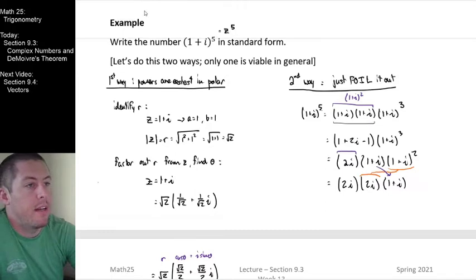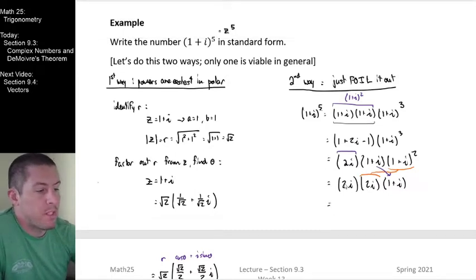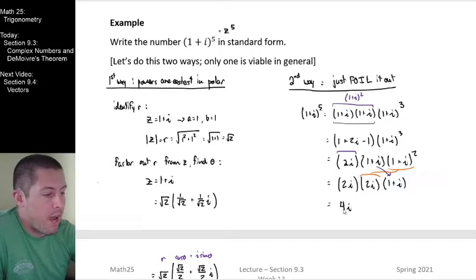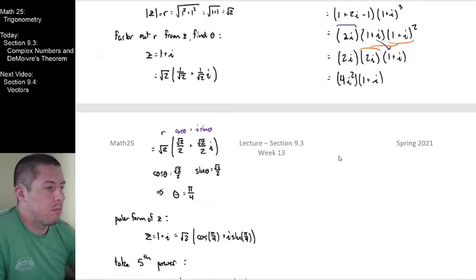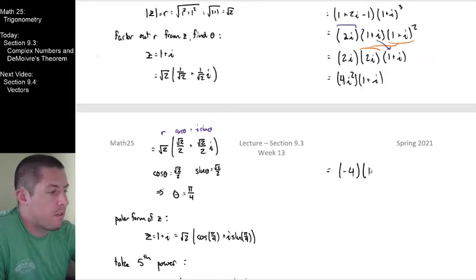I just put it out there on the end. Now let's do this multiplication. What's 2i times 2i? Well, it's going to be 4i squared times 1 plus i. And 4i squared is really just negative 4 times 1 plus i. And now I multiply that out and I get negative 4 minus 4i.